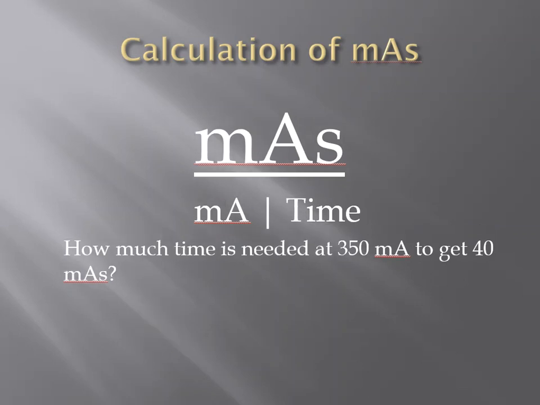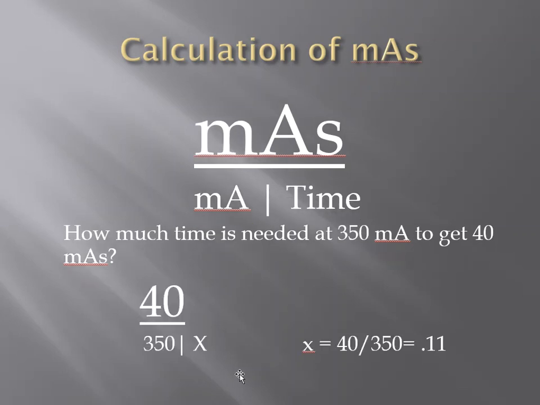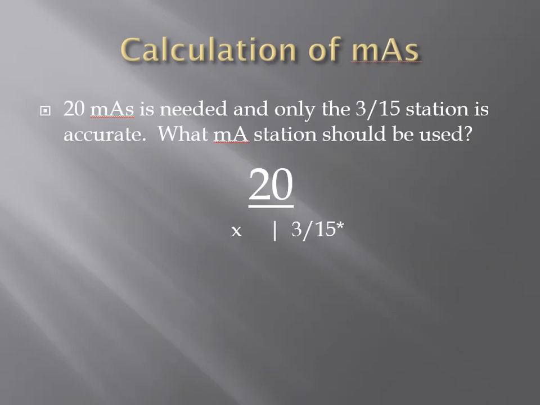So how much time is needed at 350 MA to get 40 mass? The 40 would go on top and you divide that by 350. So what you would have is 40 divided by 350 is equal to X. So X is 0.11.